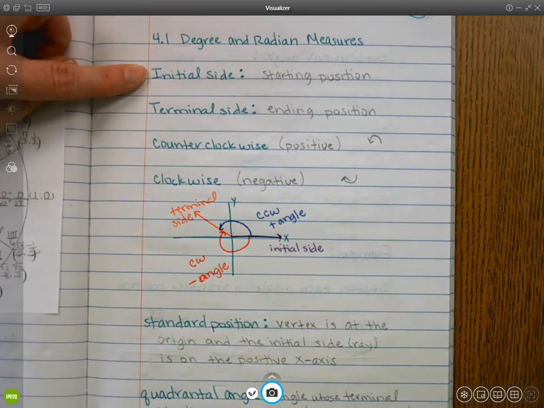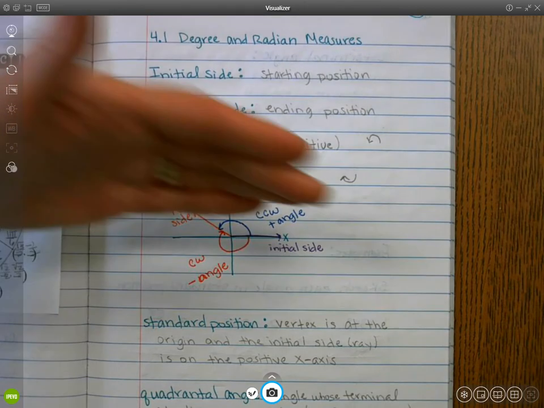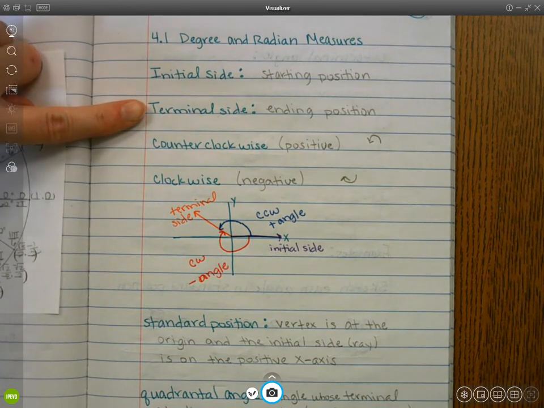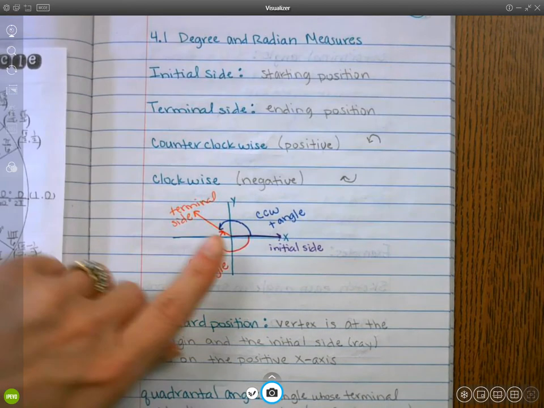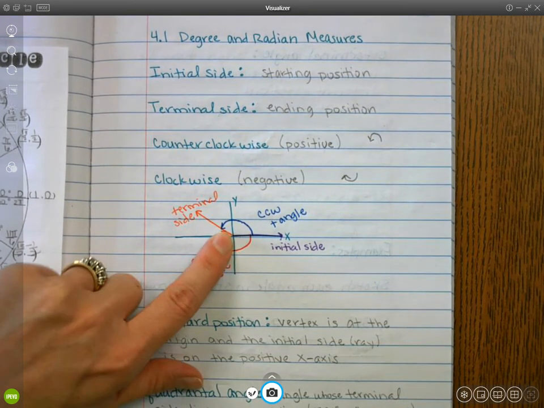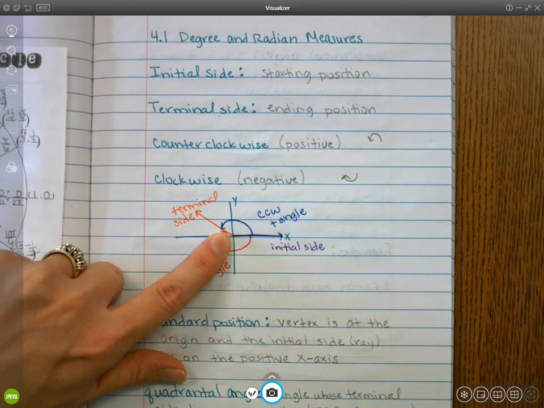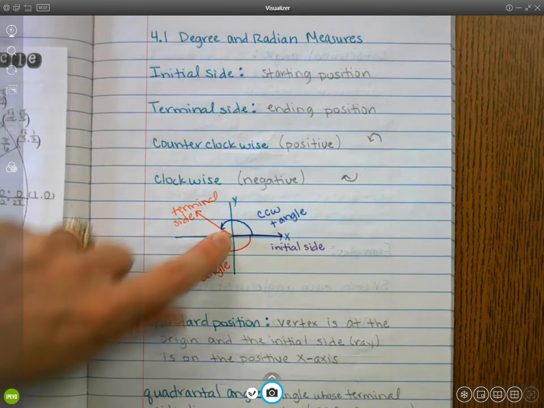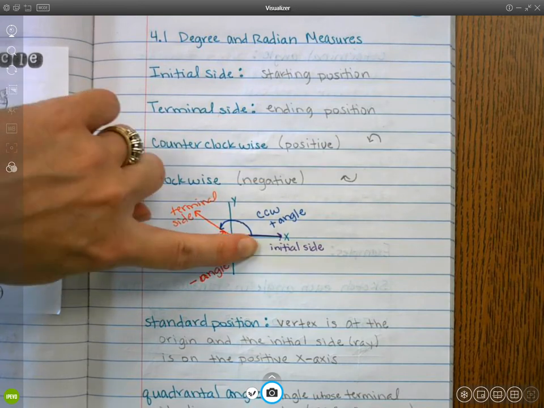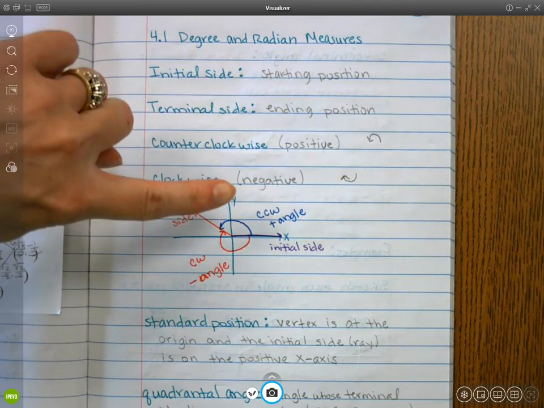So the initial side is the starting position. That is going to be the positive x-axis unless otherwise stated. Terminal side is the ending position. So if I wanted this to be my angle, then this would be the terminal side. Counterclockwise are positive angles, and then clockwise are negative angles.